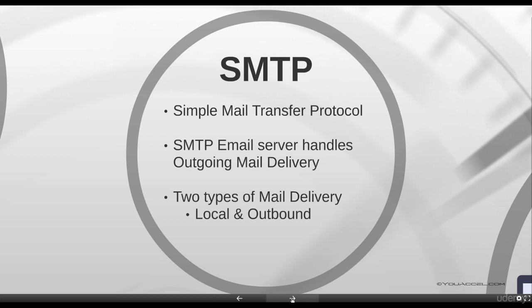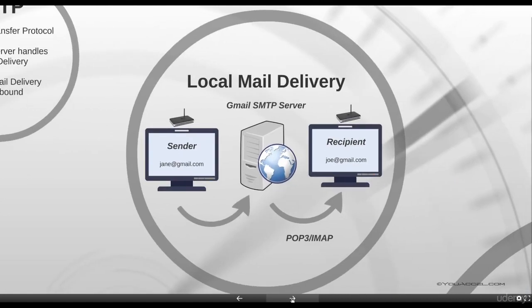In the second scenario, the sender's domain is different than the recipient. For example, Jane@gmail.com is sending an email to Bob@yahoo.com. In this case, the email is transmitted externally, or outside of the local network. Depending on the type of email exchange, the path to delivery will be quite different. We'll start with local mail delivery.